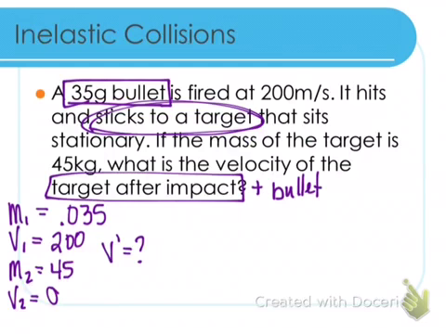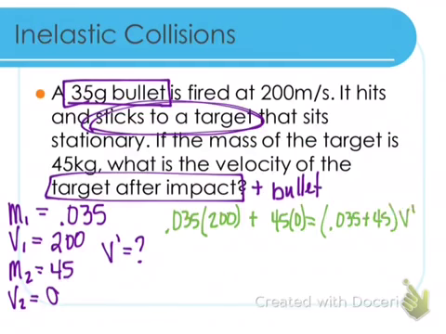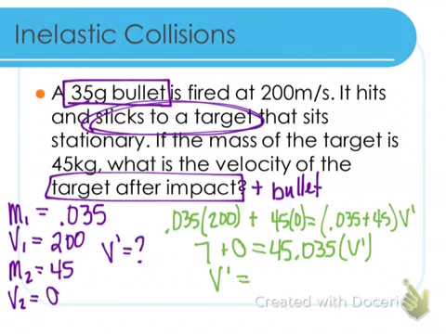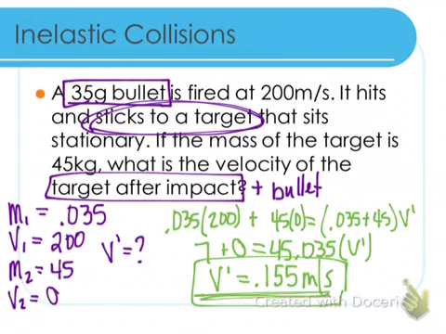Let's start plugging some numbers in. 0.035 times 200 plus 45 times 0 equals 0.035 plus 45 times V prime. So I'm going to take 7 divided by 45.035, and my V prime is equal to 0.155 meters per second. When that bullet hits the target and starts to move it forward in the same direction as the bullet, it's moving at a speed of 0.155 meters per second.